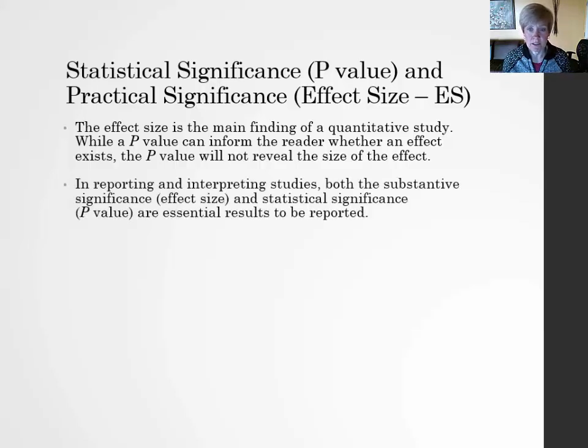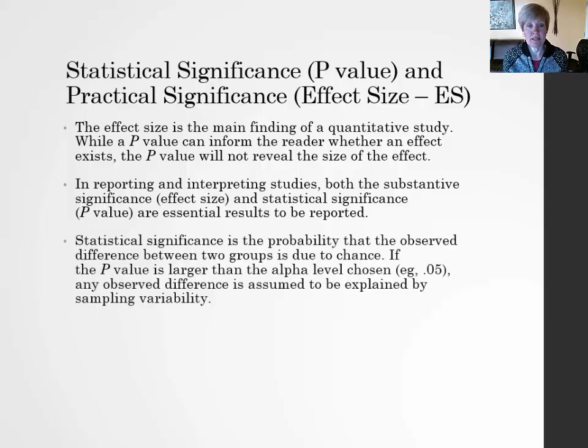In reporting and interpreting studies, both the substantive significance, the effect size, which I just discussed, and the statistical significance, the p-value, are essential. They both need to be reported. Because during a meta-analysis, somebody's going to come back and want to see the data that you had, and they're going to compare your effect size to studies of similar ilk to see if this particular context, this particular thread or question of research is actually meaningful.